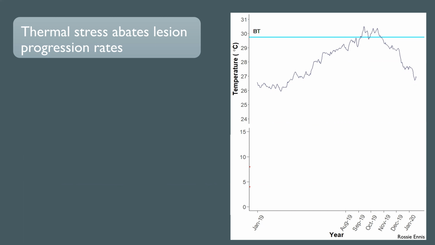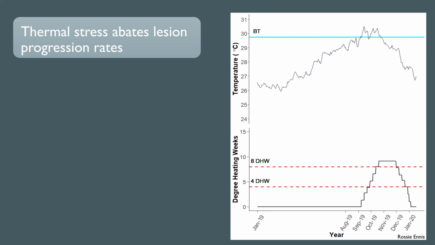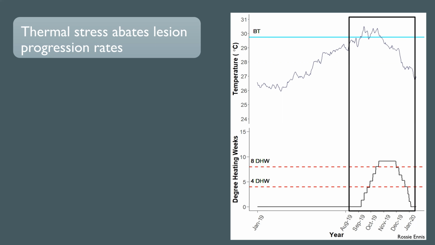The x-axis of this figure depicts 1 year of time from January 2019 to January of 2020. The top portion of this figure shows the specific temperature at Black Point Reef in degrees Celsius, and the blue line is the bleaching threshold specific to Black Point, calculated by Smith et al. in 2016. The bottom portion of this figure depicts the degree heating weeks, which are just a proxy for accumulated thermal stress. In the black box is the time period for monitoring during this study, which shows that I have lesion progression rates both before, during, and after this mass bleaching event.